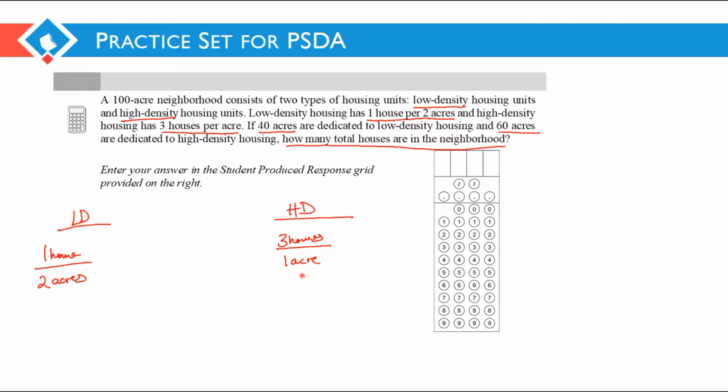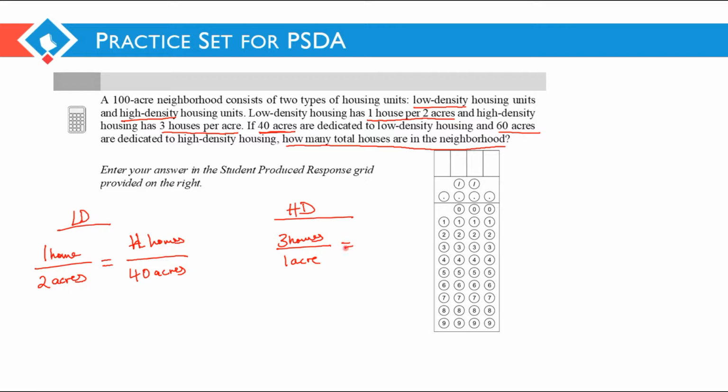And in this case, I just need to figure out exactly how many acres are allocated to each of these, which the problem gives us, and we can set up an easy proportion here. So if one home is allocated to 2 acres, then how many homes per the number of acres given to low density? We know that 40 acres are given to low density housing, so 40 acres get how many homes? So I'll put the number of homes I get here. I'll call it capital H, homes.